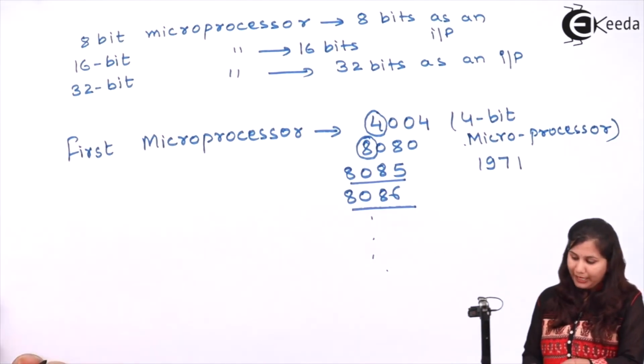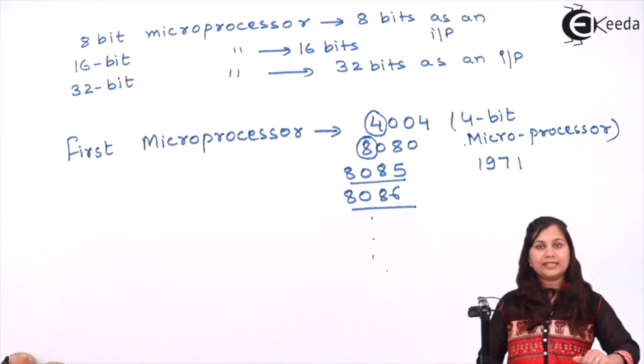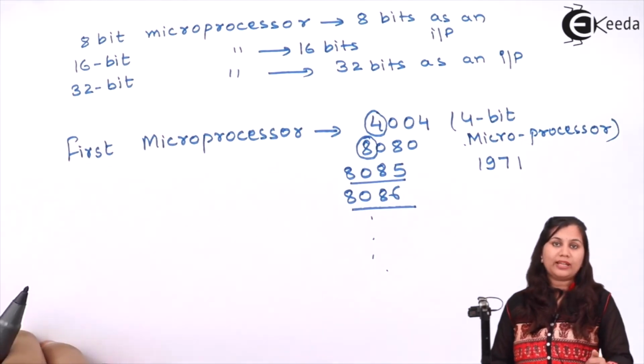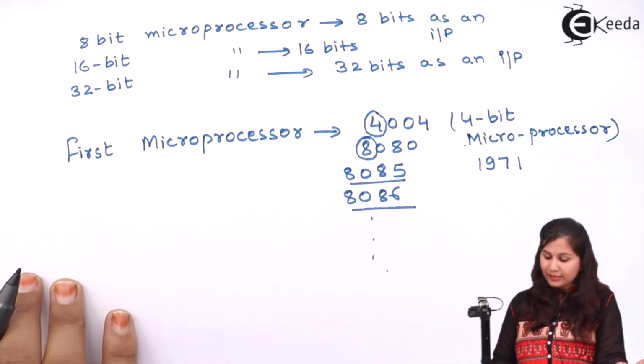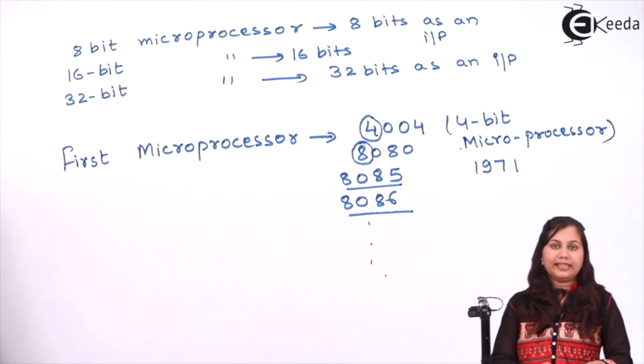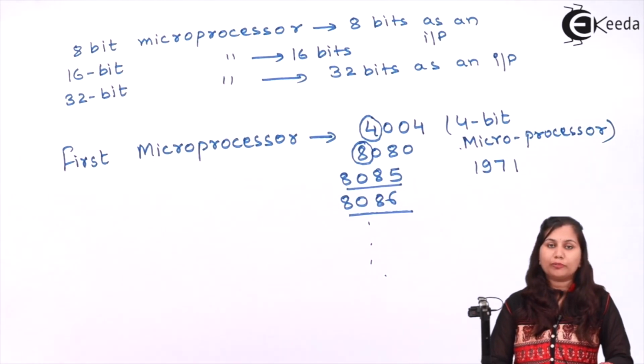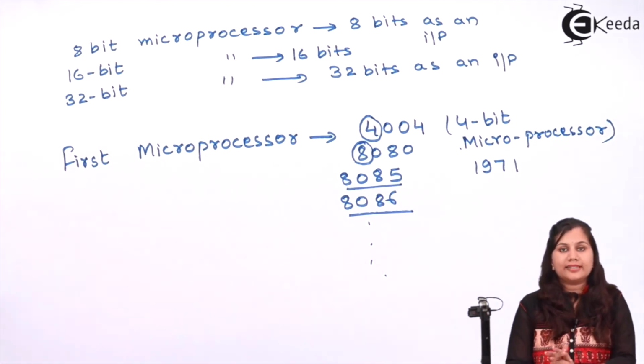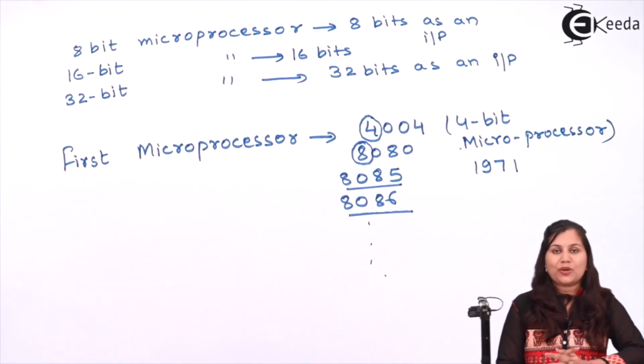So I hope that this topic is clear to you. You can define now what a microprocessor is and how it is processing the data and giving the output as a result. So I hope this topic was clear to you.